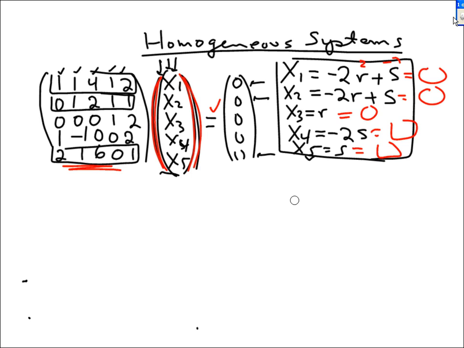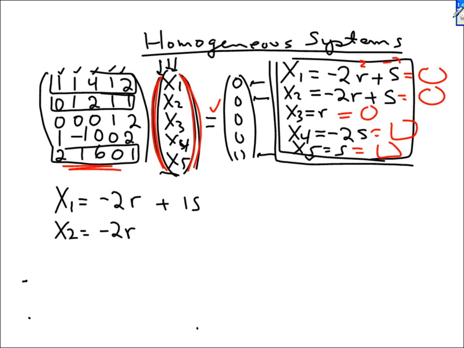But the problem asks for a basis for the solution space, which they're calling W. The set of solutions is called W. Now, when I look at x1 through x5, I see r's and s's. x1 is negative 2r plus 1s. x2 is negative 2r plus 1s.